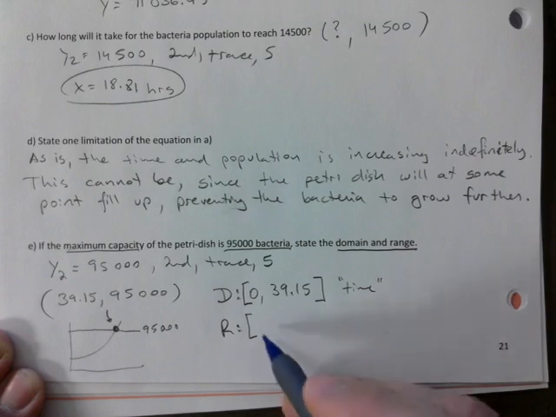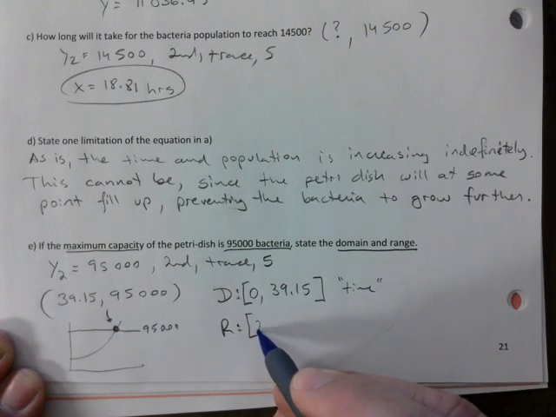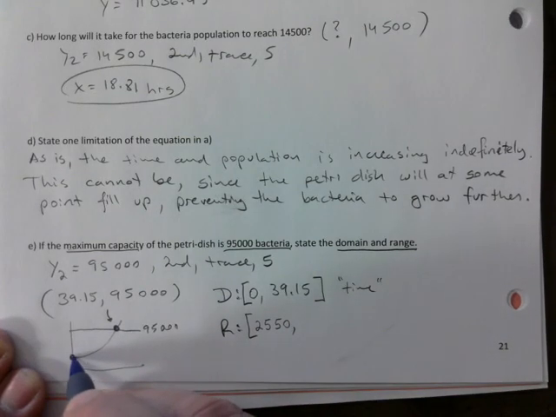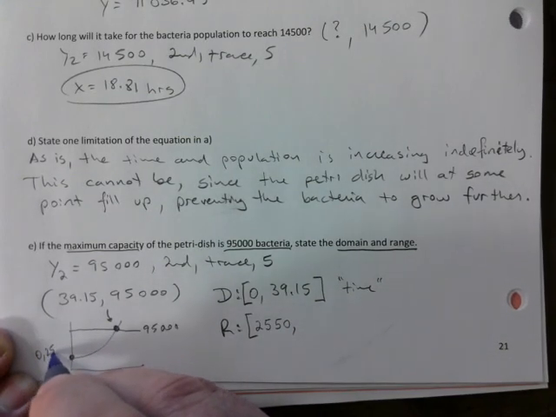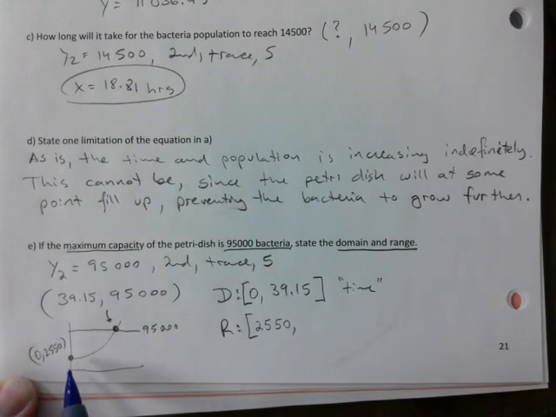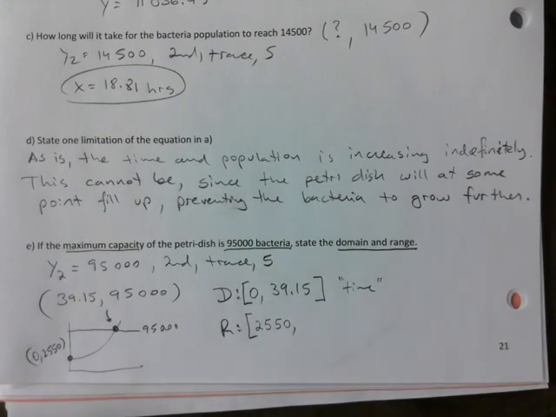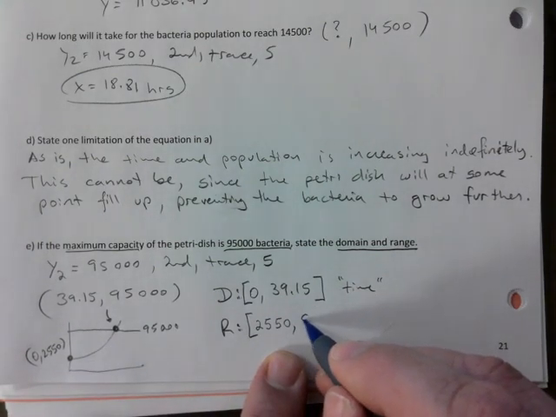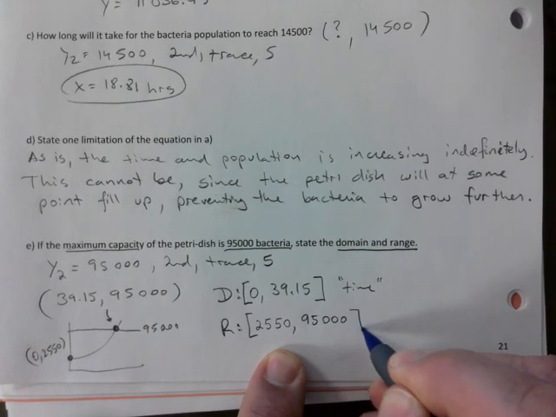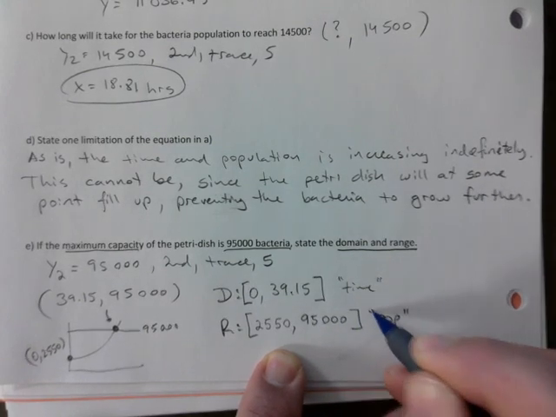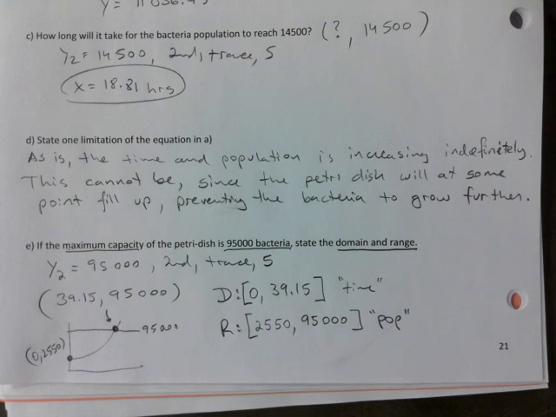And then population, is it 0? It's not 0. What's the lowest we ever get to? It's 2550. Okay, 2550. This right here is 0, 2550. It's very important. If you don't have any population to start with, you're not going to grow, right? So there we go. And then the maximum we're told is 95,000. This is population. That's your domain and range in this case.